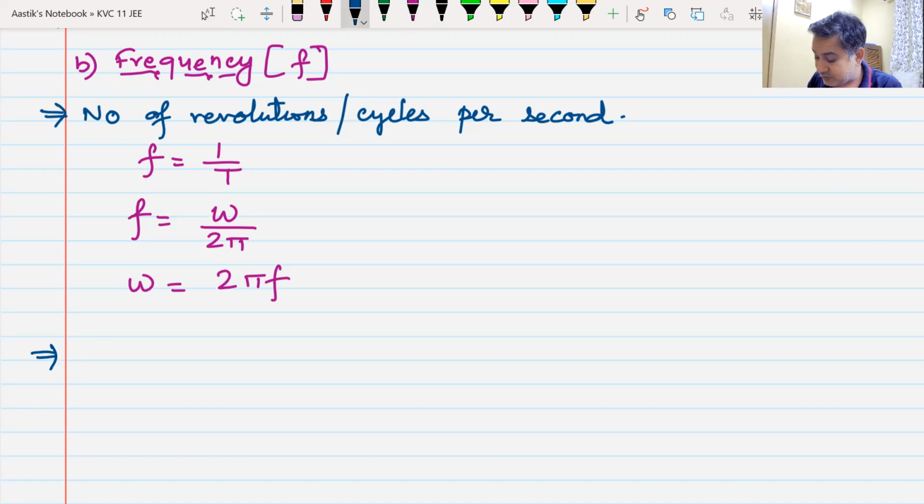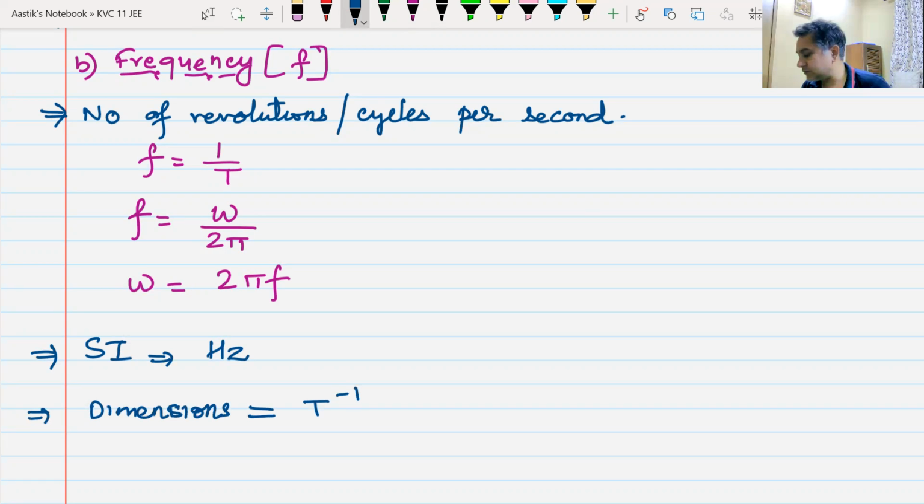What is the SI unit of frequency? Hertz. Have you heard this? Hertz. 1 hertz is 1 revolution per second. What is the dimension of this frequency? t raised to the power minus 1.